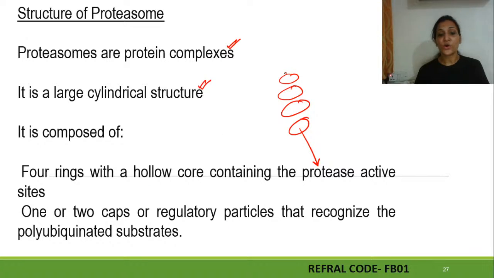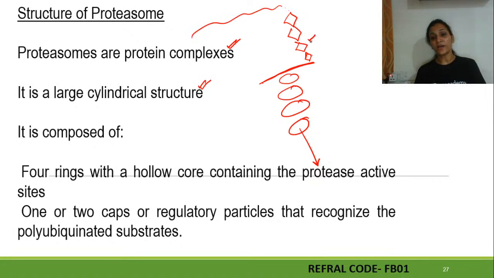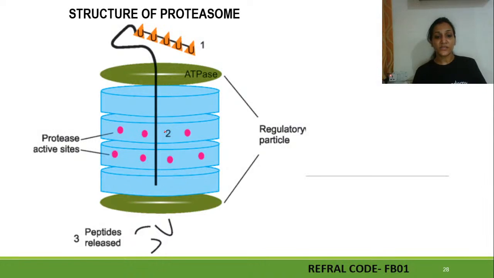It has one or two caps or regulatory particles that recognize the polyubiquitinated substrates. They will be identifying the ubiquitin residues, because this is only occurring with the help of ubiquitin. Whichever thing will be ubiquitinated, it means now it is destined for further degradation. So it has a regulatory particle which recognizes the polyubiquitinated substrates, right? So this is the structure. See this, 1, 2, 3 and 4. Four rings you can see.